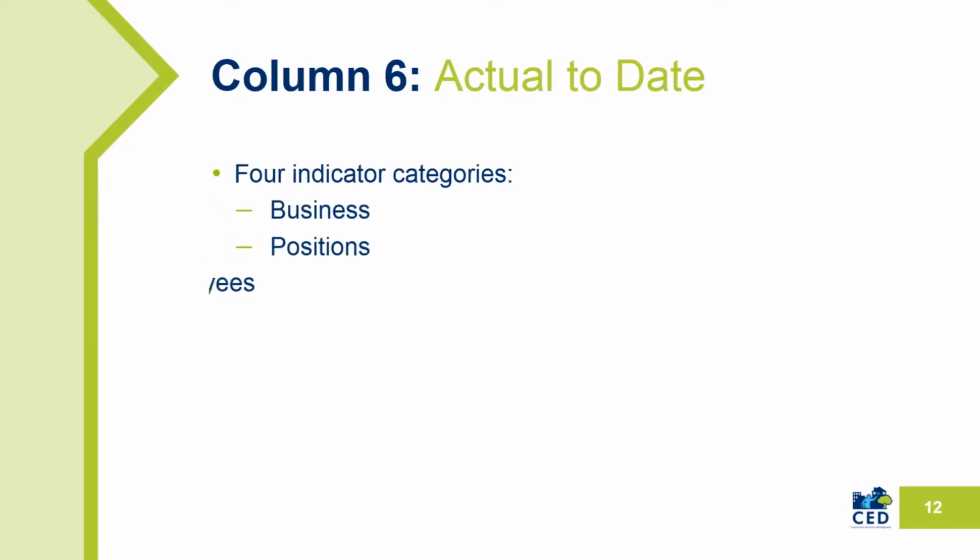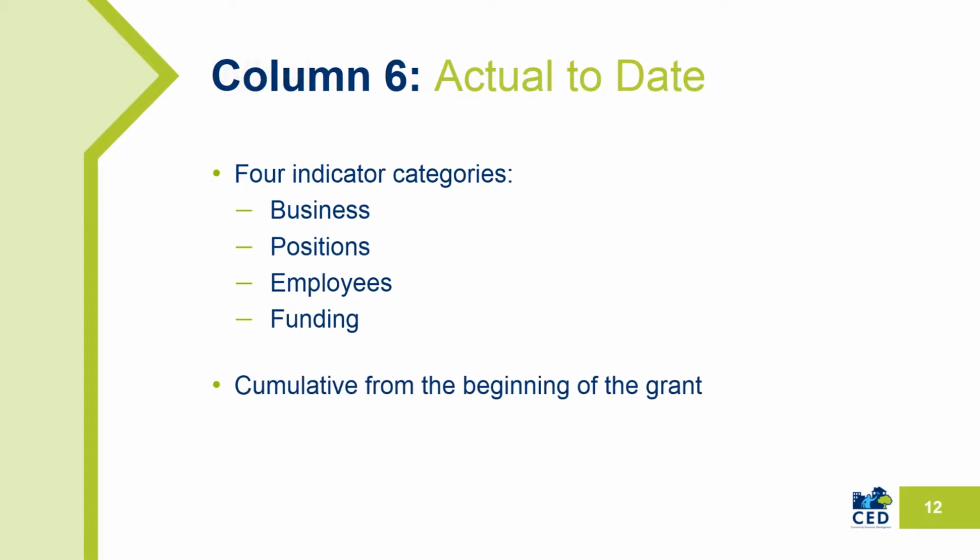The actual to date column is where you enter data on everything you have accomplished so far in the grant. The data you report each time should be cumulative from the beginning of the grant. We will now go over the indicators within each category. However, we are skipping a few more complicated ones that we will return to later in the presentation.